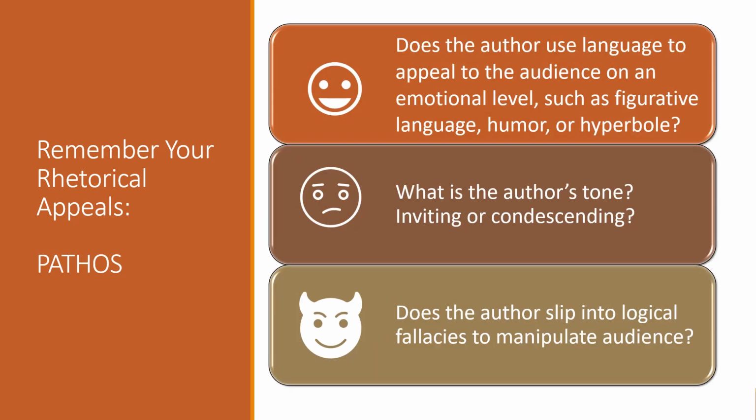And finally, we have pathos, and this is where you're trying to see how well the author is connecting to the audience on an emotional level. And if you remember from pathos, there's a lot of different ways that they can convey pathos: figurative language, humor, hyperbole, which is exaggeration for effect.